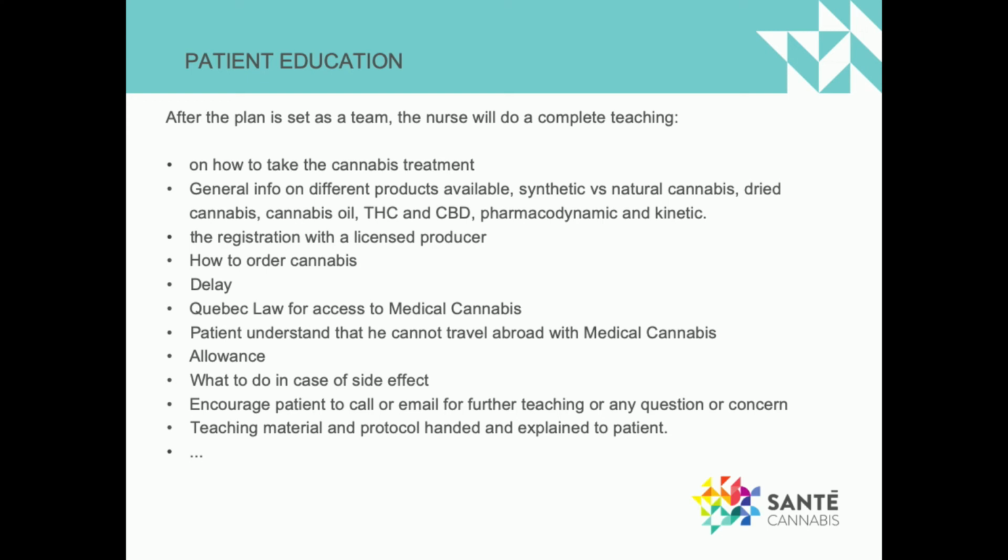The allowance, as Dr. Vigano was explaining, we give an allowance to buy the cannabis as a maximum of equivalent of dried cannabis per day. So that is explained to the patient. Usually, to start, we prescribe 1 gram per day, so a total of 30 grams per month. So usually, they can purchase 3 bottles of cannabis oil a month. So they can have at home 3 bottles.